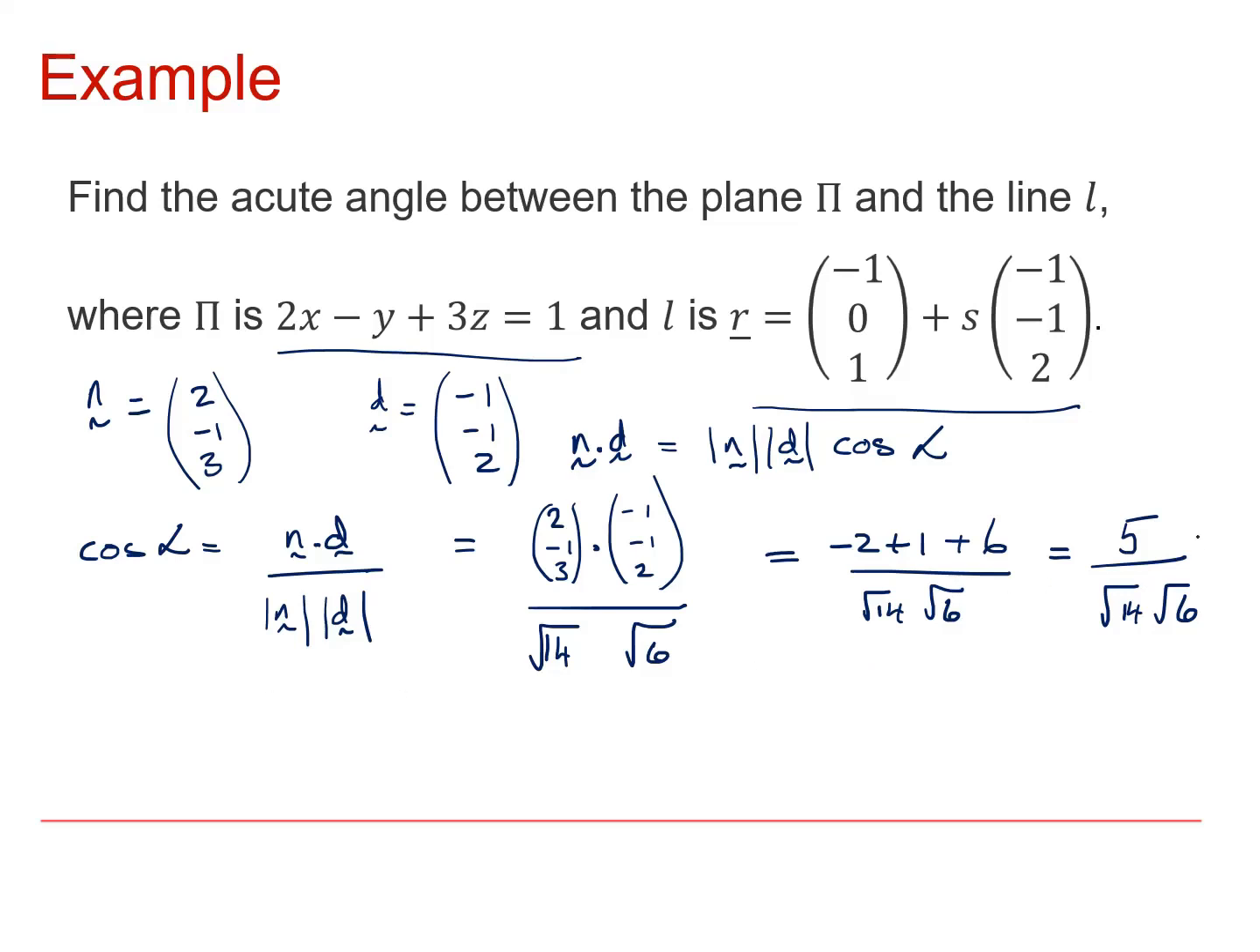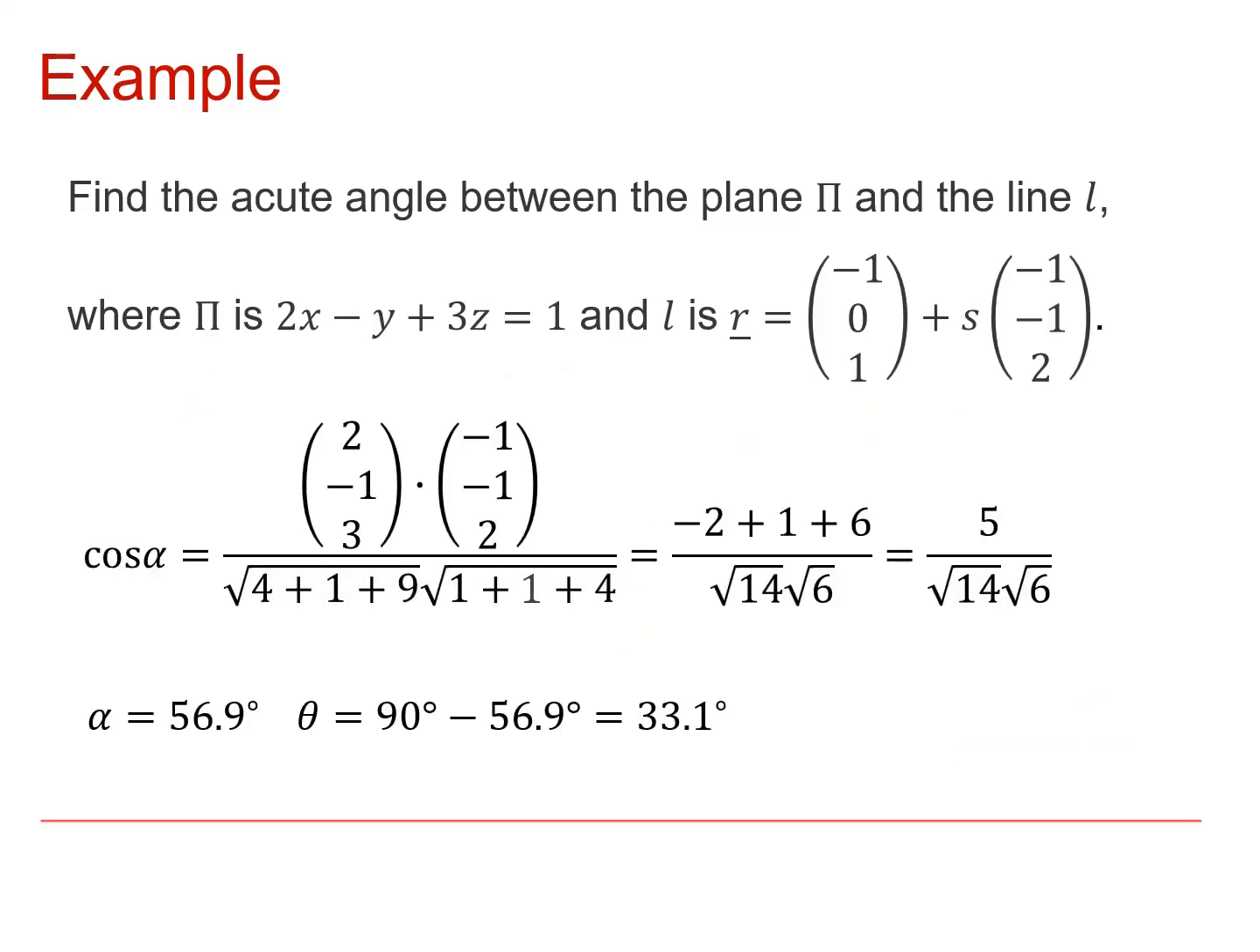And if you plug that into your calculator and do the inverse cos, you get that alpha is about 56.9 degrees. And that means that theta, the required angle, is 90 minus that, which comes out at about 33.1 degrees.